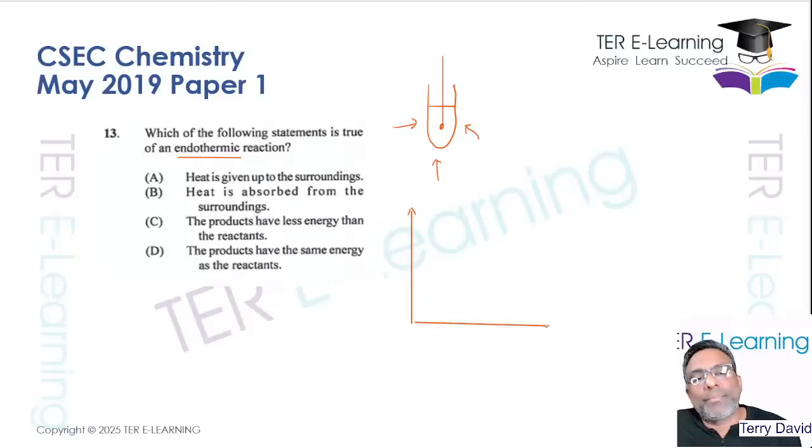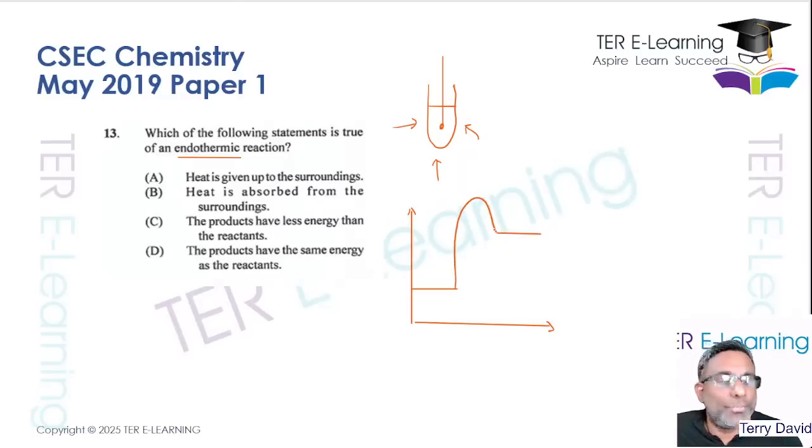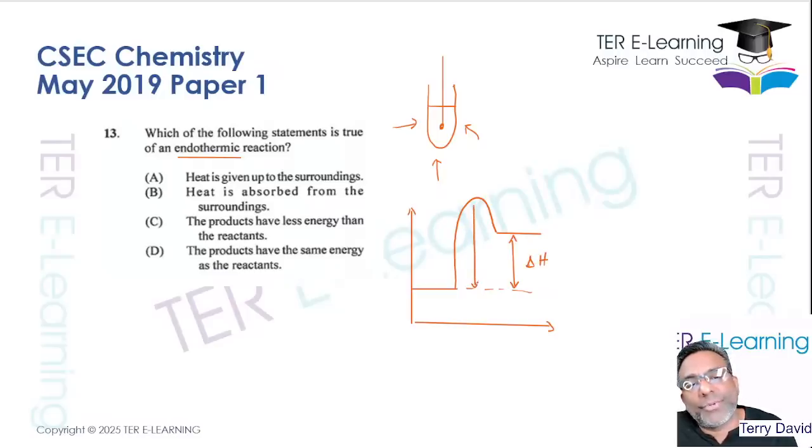If I were to look at an energy profile diagram for what's happening here, we have energy and we have progress of reaction. So endothermic reactions look like this. This is the energy content of your reactants. This here is the energy content of your product. So this represents my energy profile diagram. The distance from here to here is what we refer to as delta H, or your enthalpy change. And the distance from here to here is the activation energy. This is your reactant, this is your product.